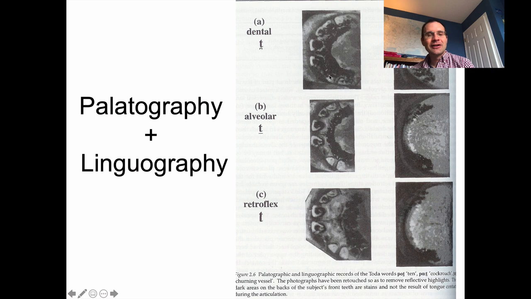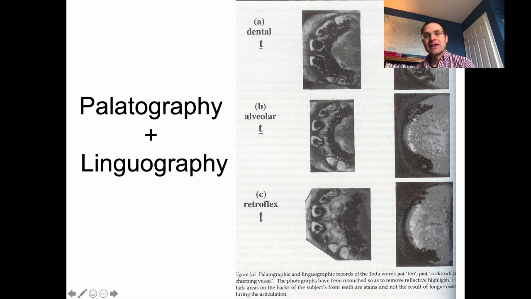So in this particular articulation, you can see that it was dental because there was contact between the tongue and the teeth. This is alveolar. It's a little bit further back. Sorry, at the alveolar ridge. And then retroflex is even further back than that, at the post-alveolar place of articulation.